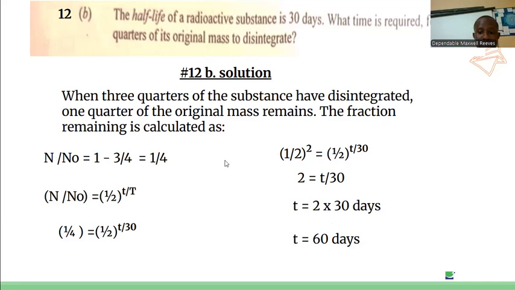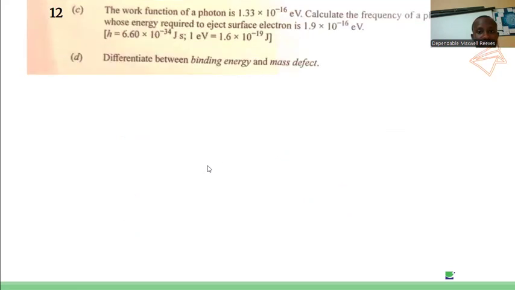So now move to our next question. So for question B, finished, we move to question 12C. So question 12C, the question reads, the work function of a photon is 1.33 times 10 to the minus 16 power eV. Calculate the frequency of the photon whose energy required to eject a surface electron is 1.9 times 10 to the minus 16 power eV. So eV means electron volt.